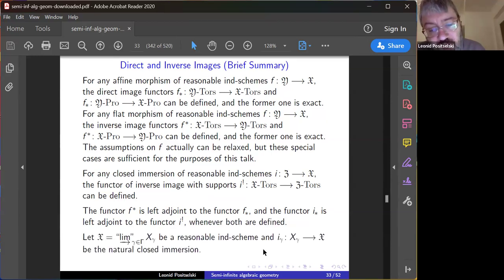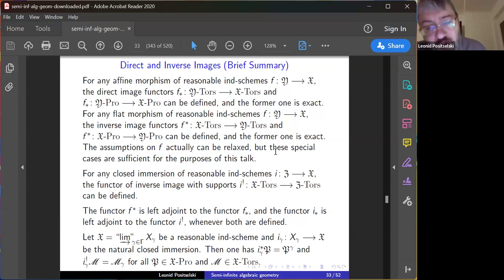Let X be a reasonable ind-scheme and i gamma from X gamma to X be the natural closed immersion. Then one has i gamma star P equal to P gamma and i gamma shriek M equal to M gamma. So the components of a pro-quasi-coherent pro-sheaf and quasi-coherent torsion sheaf arising in the definition which I gave above are simply the usual inverse image and the inverse image with supports.